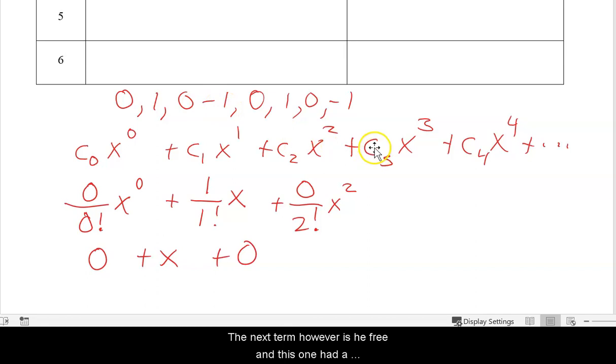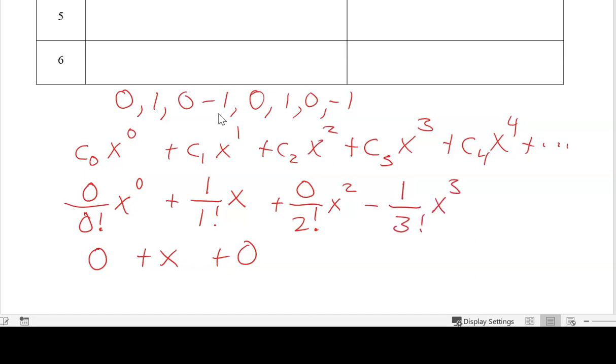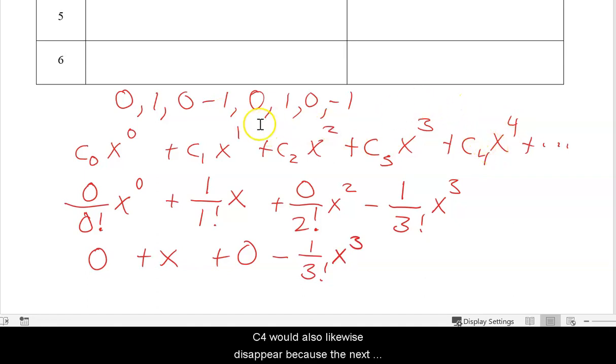The next term, however, is c3, and this one had a -1 as the third derivative at 0. So this will give me a -1 over 3 factorial x cubed. Again, do not multiply out the 3 factorial, but leave it in its current form. 1 over 3 factorial x cubed. C4 would also likewise disappear because the next number in the pattern is 0.